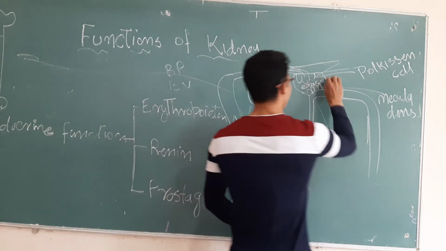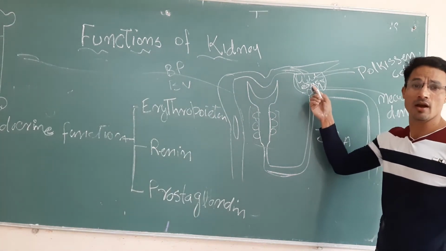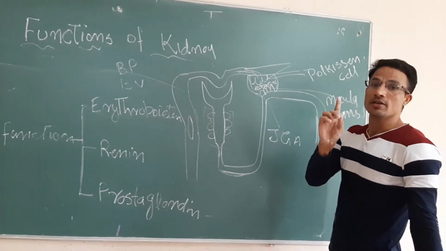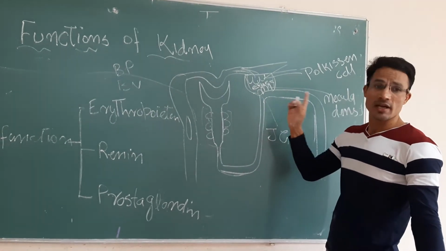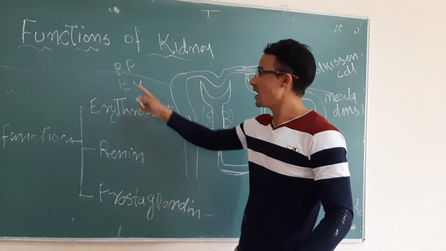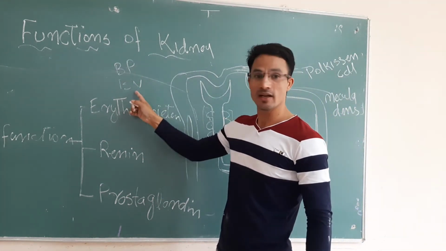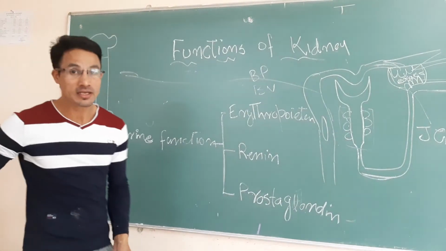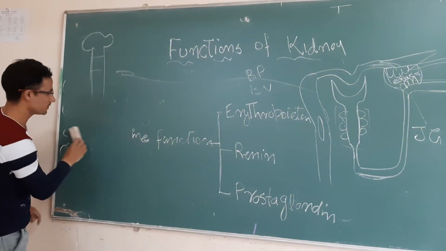There is a small bulge that forms the juxtaglomerular apparatus. The main function of the juxtaglomerular apparatus is that it secretes the renin. What is renin? Renin is a hormone which helps to regulate the blood pressure and blood volume. This is the prime function of the kidney. Now the last function of the kidney.